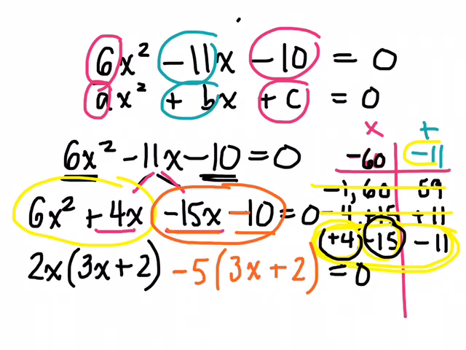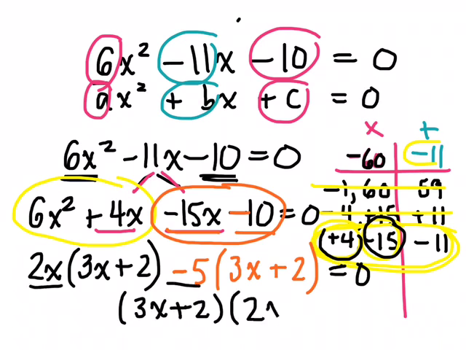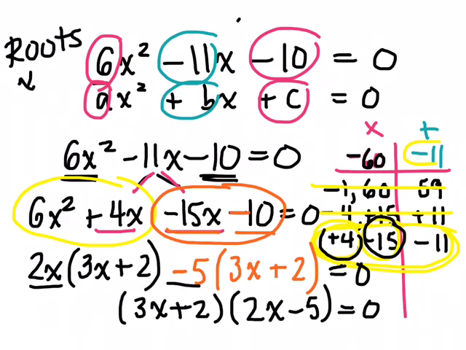So to write this in factored form, let's take the bracket, so it would be 3x plus 2. Good. Take the number outside the bracket, so that would be 2x minus 5 is equal to 0. Now I have this written in factored form. The question said to find the roots of the equation. What's another word for finding the roots of an equation? What are you finding? The x-intercepts. Or the zeros, okay?